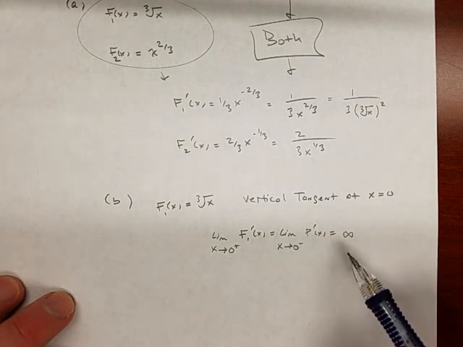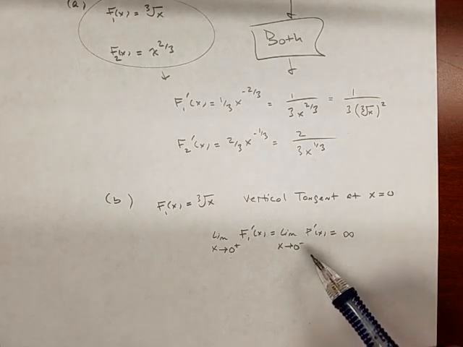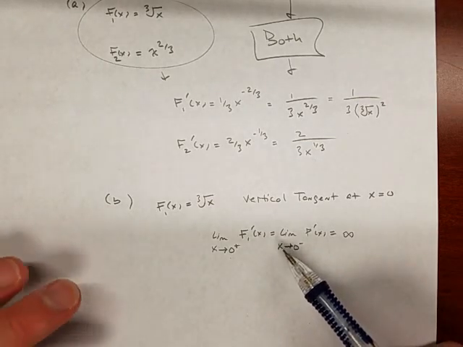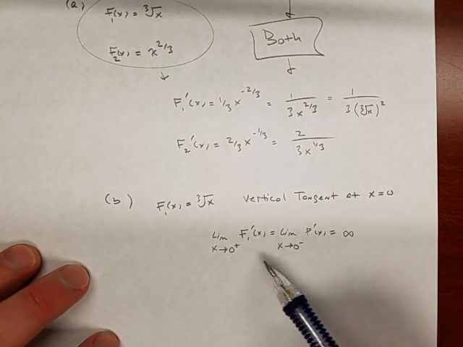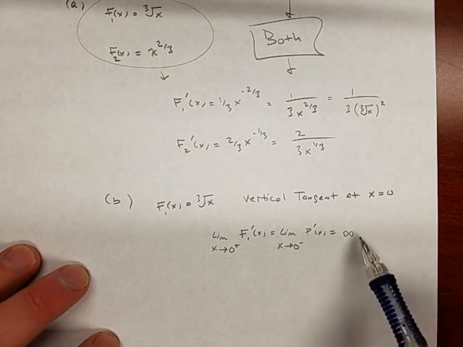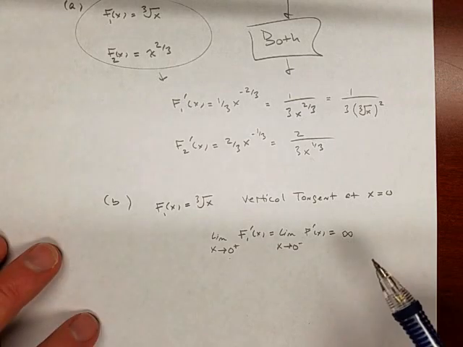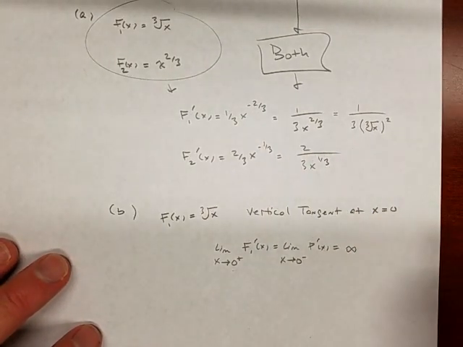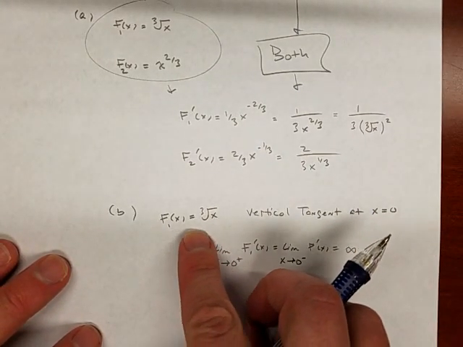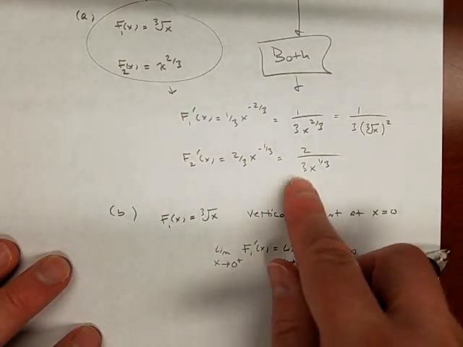Infinity in either case. If from the left it was infinity and the right negative, they don't agree. A vertical tangent would only happen if both of these give you the same infinity, either positive in both cases or negative infinity in both cases. The other one won't do that, as mentioned. So it's that first curve that has a vertical tangent. It's not the second one.